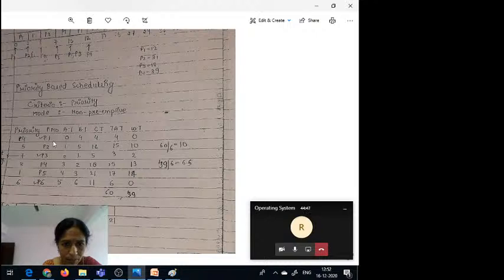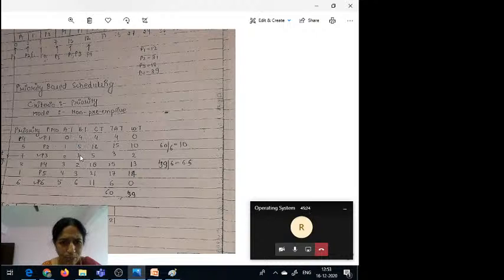Then after completion of these 4 milliseconds, the P2, P3, P4, and P5 processes are all in the ready queue. Observe here: P2, P3, P4, P5, all these 4 processes are in the ready queue. From these 4 processes, which process is selected by the short-term scheduler? Here the scheduling criteria is priority. So which process has the highest priority? The P3 process has the highest priority. So first the P3 process is assigned.